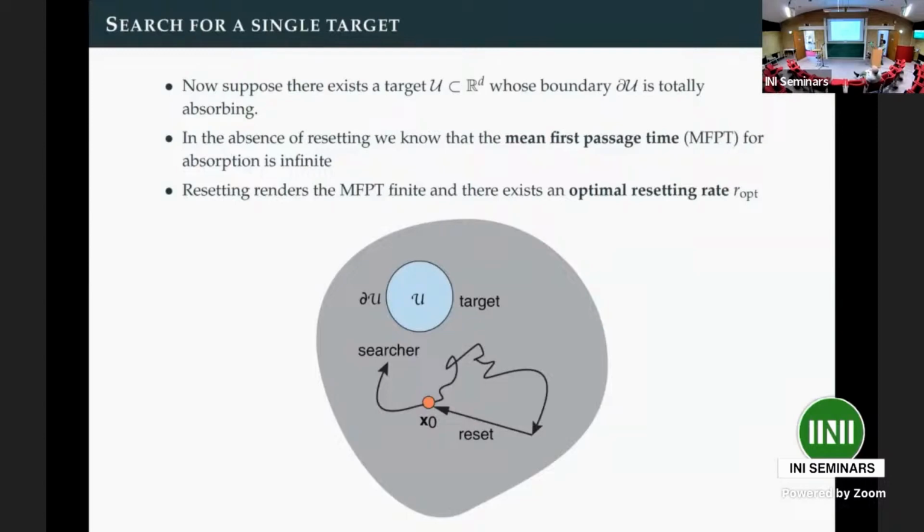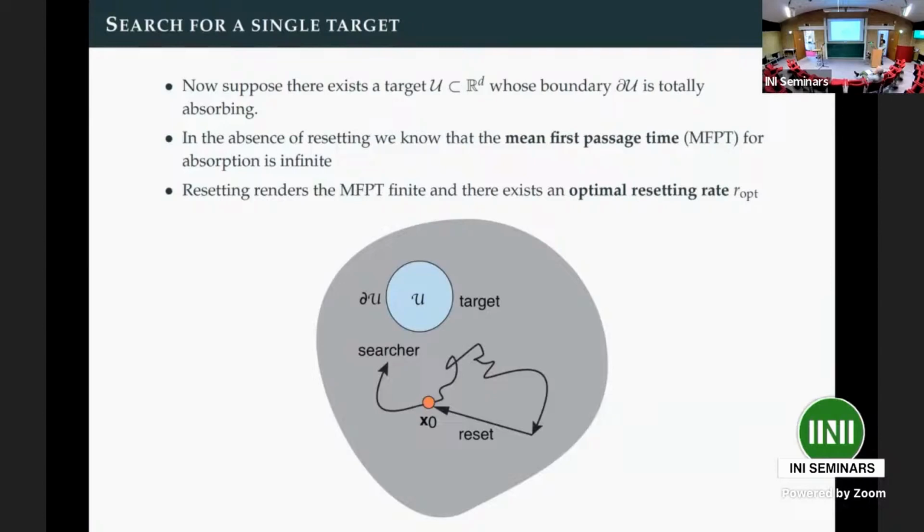So we have some domain, bounded or otherwise. It doesn't have to be bounded. And we have some target whose boundary is totally absorbing for now. We have a Brownian particle searching for the target, but we now add this extra ingredient that at some rate, it resets to a fixed position, which we can take to be the initial position.